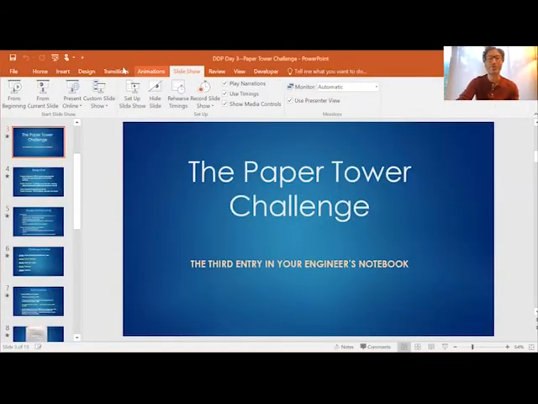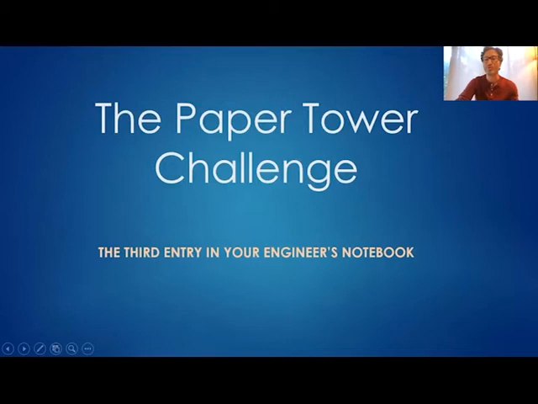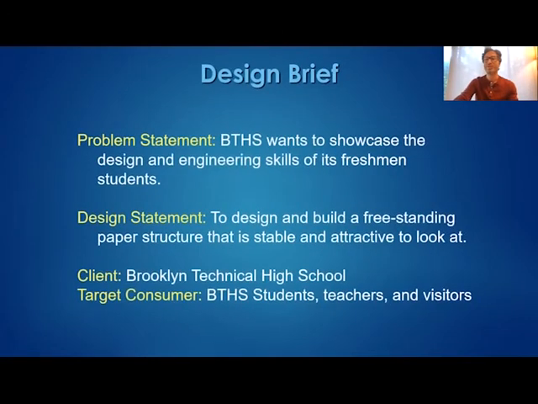Okay, so this is going to be the third entry in your engineer's notebook. All righty, let's get into it. This is going to be your design brief. The problem statement is going to be: Brooklyn Technical High School wants to showcase the design and engineering skills of its freshman students. Design statement: to design and build a freestanding paper structure that is stable and attractive to look at.